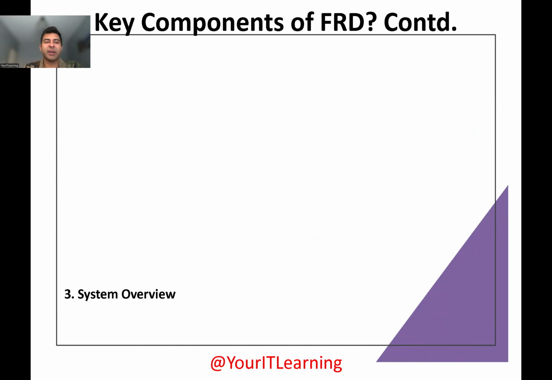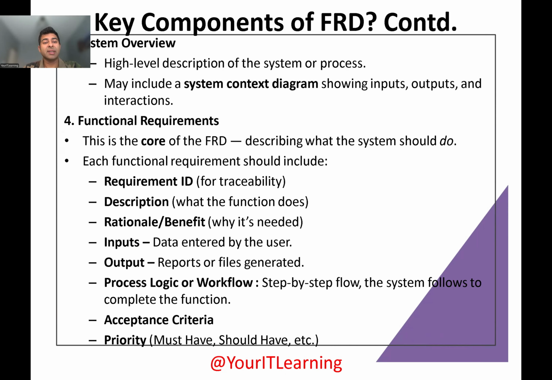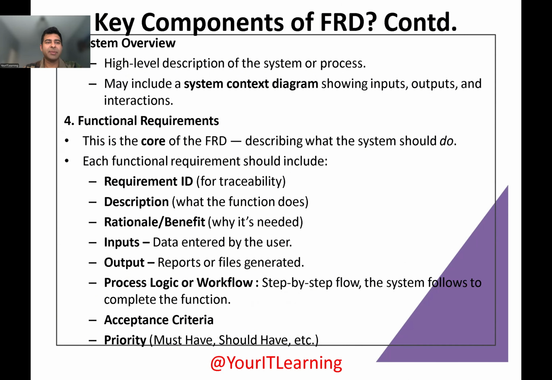Continue key components of FRD. System overview, high-level description of the system or process, may include a system context diagram showing inputs, outputs, and interactions. Function requirements. This is the core of FRD describing what the system should do. Each functional requirement should include requirement ID for traceability right now and for later stage, description, what the function does. It will outline what exactly needs to be done over here.